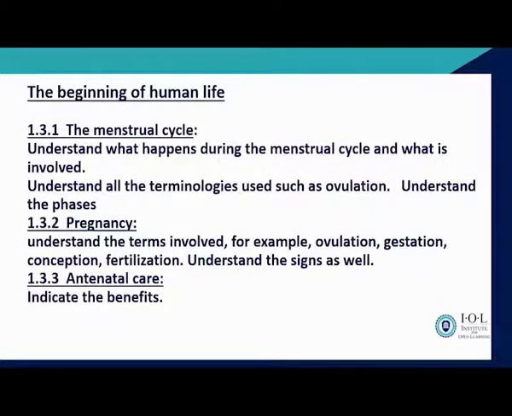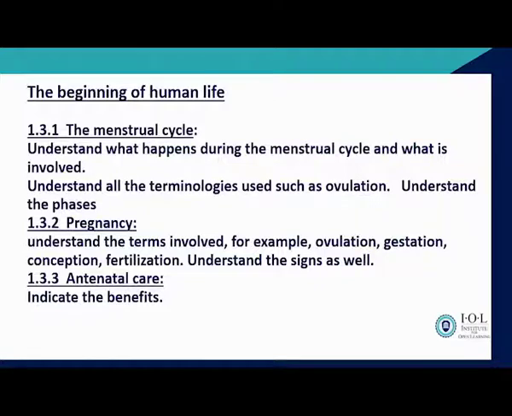And we also have to understand pregnancy. What does it involve? For example, you need to understand what ovulation is all about. You need to understand gestation, conception, and fertilization. All those terms you need to understand because they are involved in pregnancy. And you also need to understand what the signs of pregnancy are. When somebody is saying they're pregnant, what are the signs? What is likely to happen?